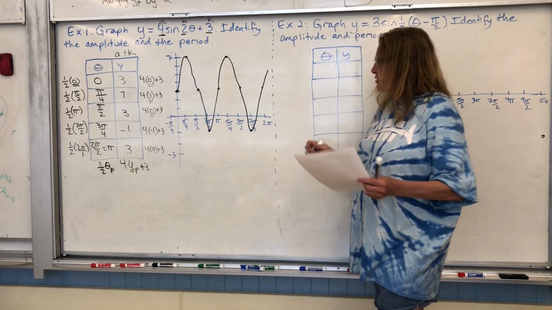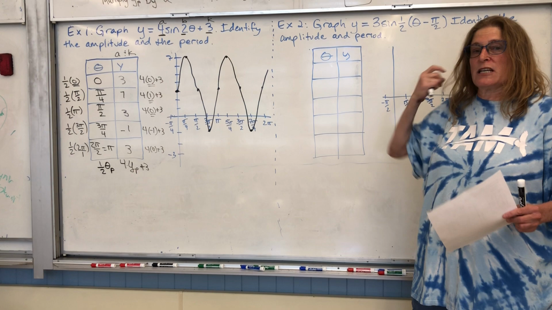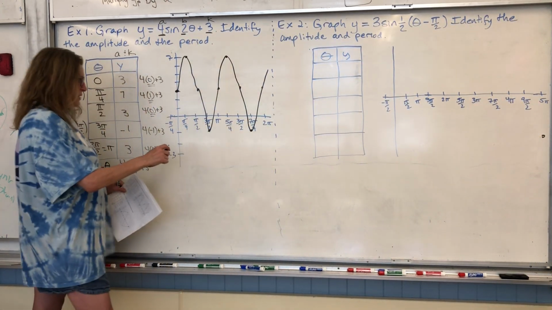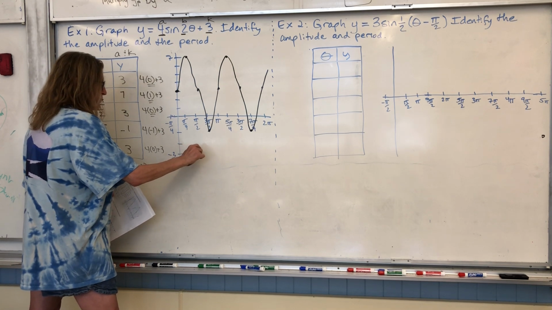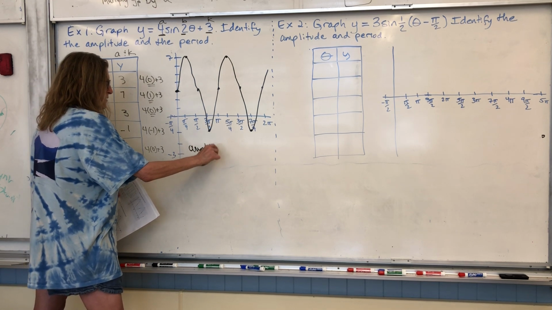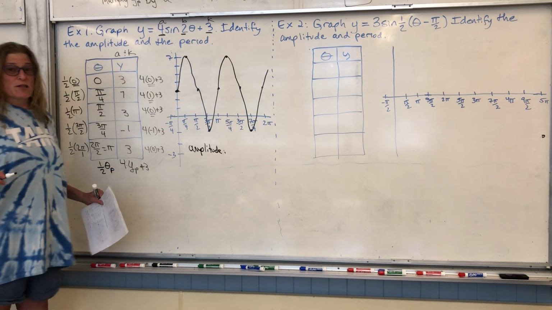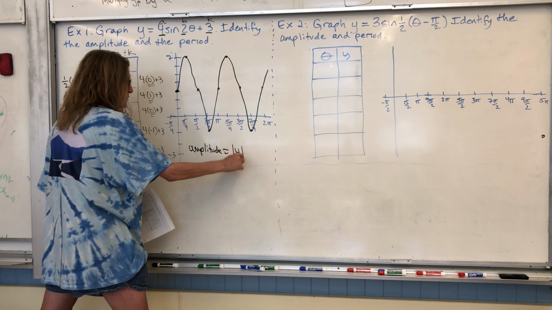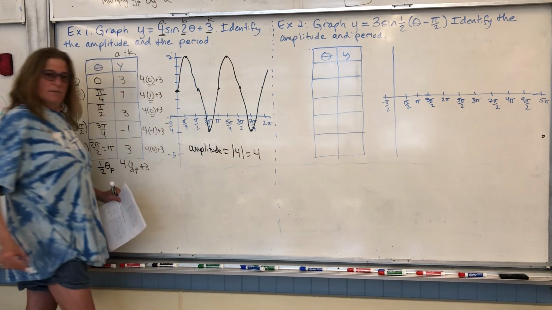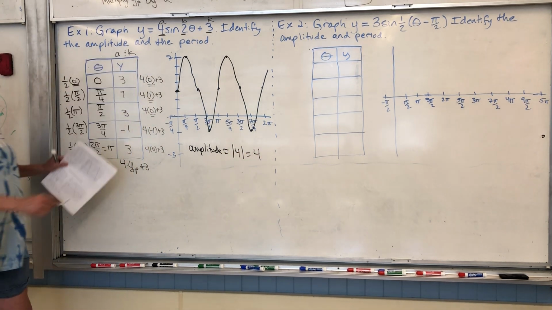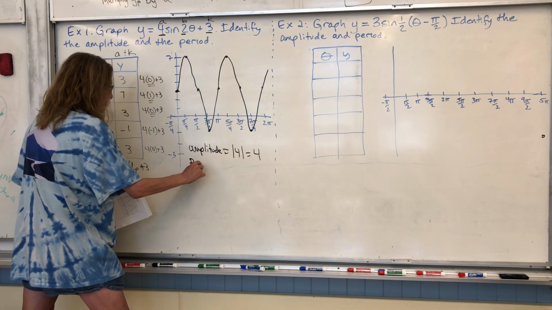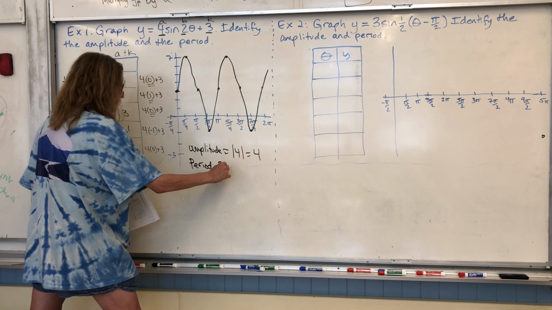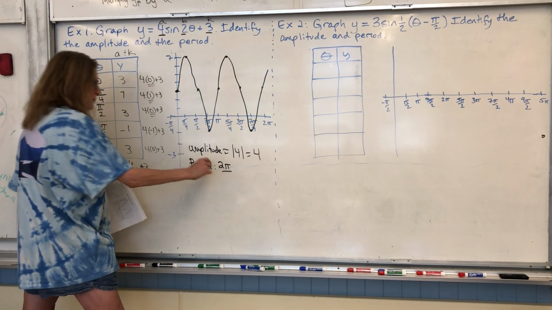Okay, right? So instead of describing the transformations, we are going to identify the amplitude and the period. So the amplitude, if you remember from a few moments ago, is the absolute value of A, right? So the amplitude is the absolute value of 4, which is 4. And the period is 2 pi over B, right? And B is 2.